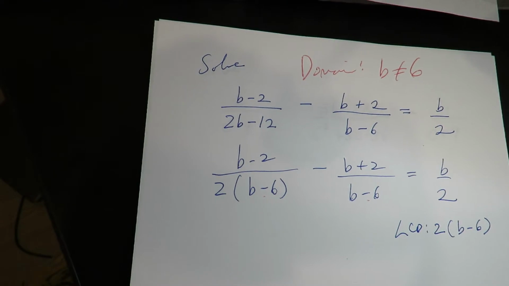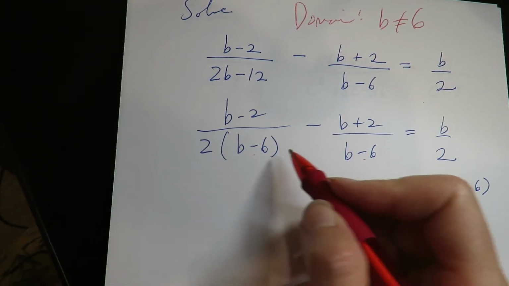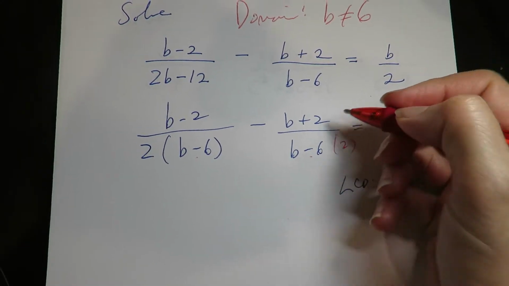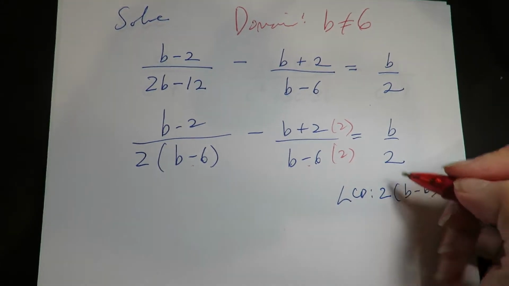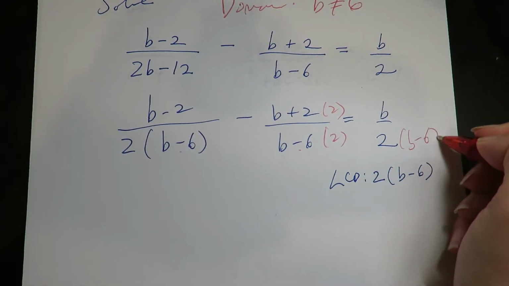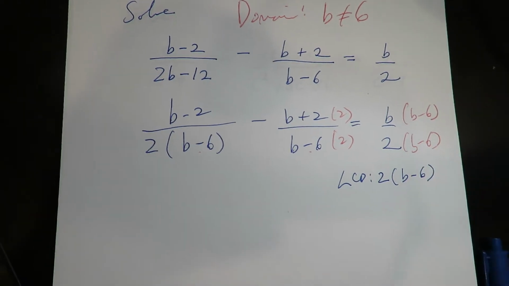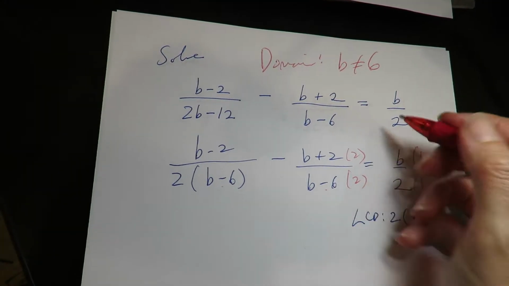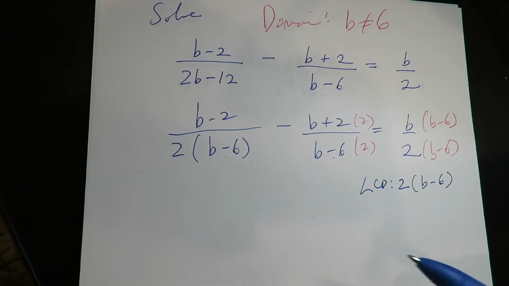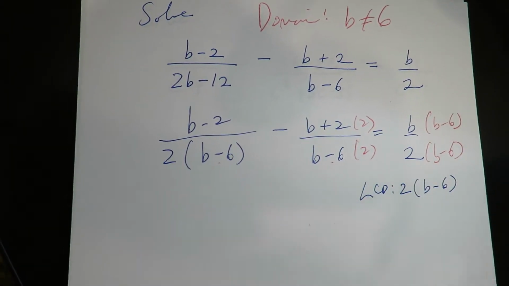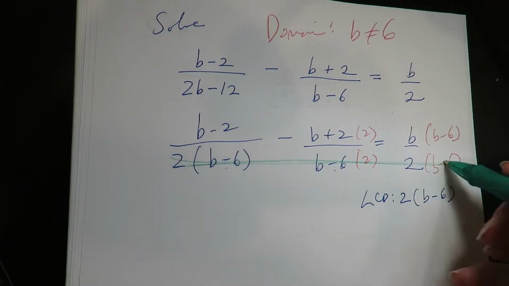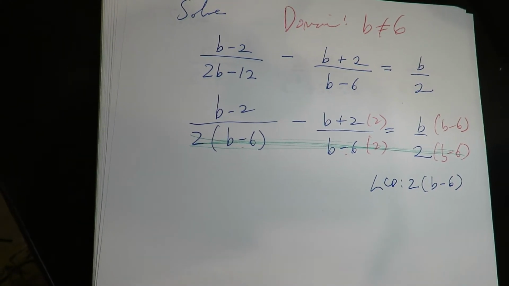Okay, let me balance now. So this has both. This needs a 2. This needs a B minus 6. All right, I'm going to cross out the denominator. I'm also going to change the order. I don't like the order I wrote that in. All right, everybody has the same denominator, so I cross it out.